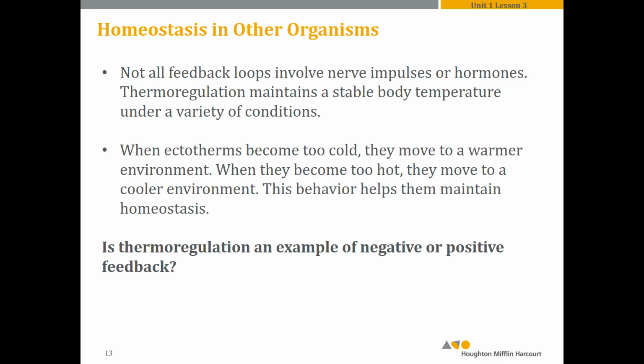Not all feedback loops involve nerve impulses or hormones. When we think about thermoregulation, it maintains a stable body temperature under a variety of conditions. The ectotherms, when they become too cold, move to a warmer environment. In this way we say the ectotherms directly depend on the external environment. When they become too hot, they move to a cooler environment. This behavior will help them maintain homeostasis.